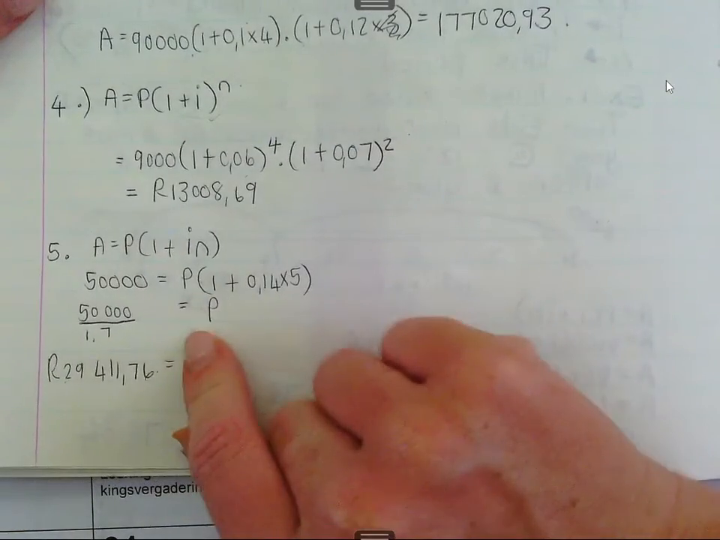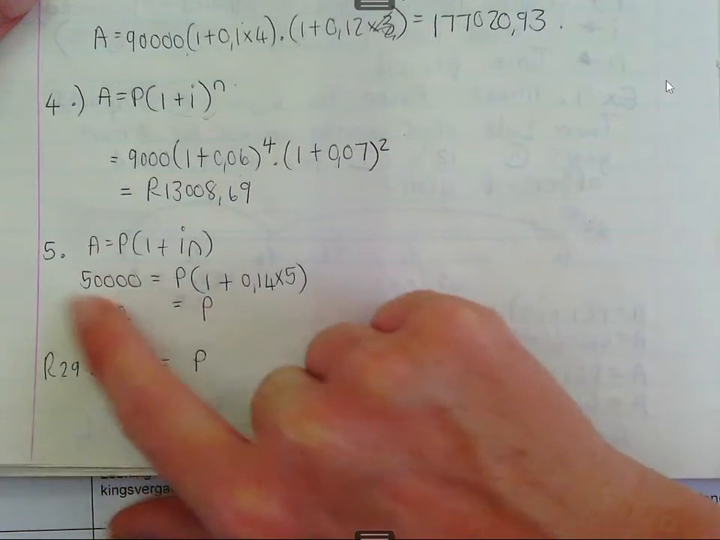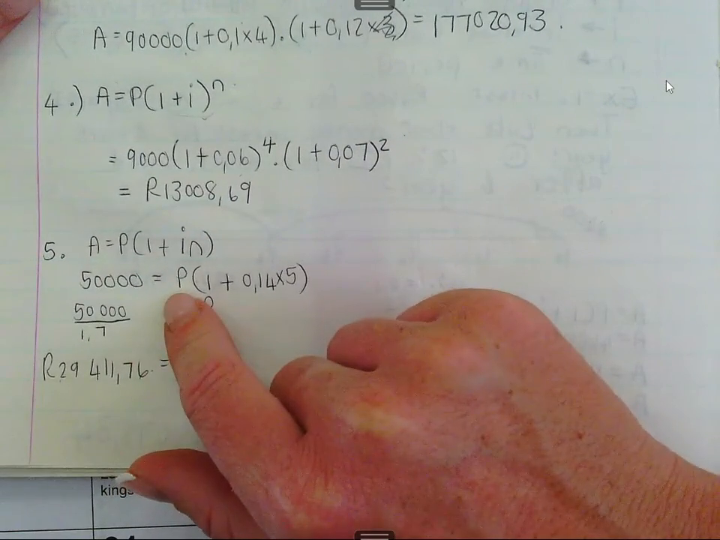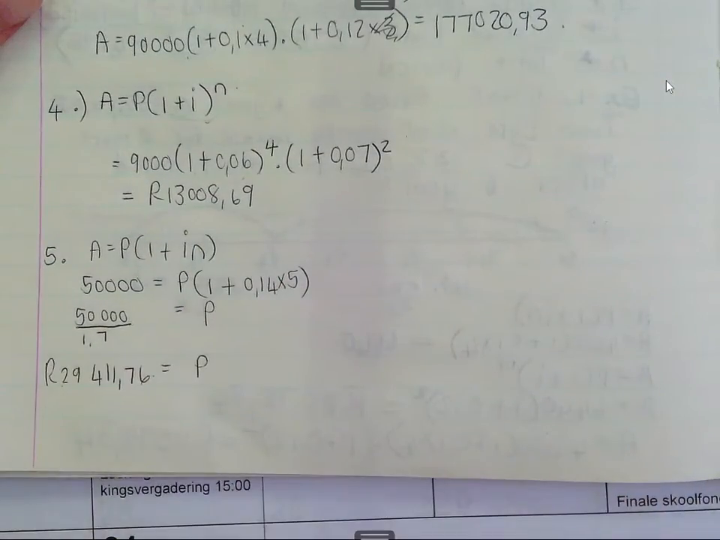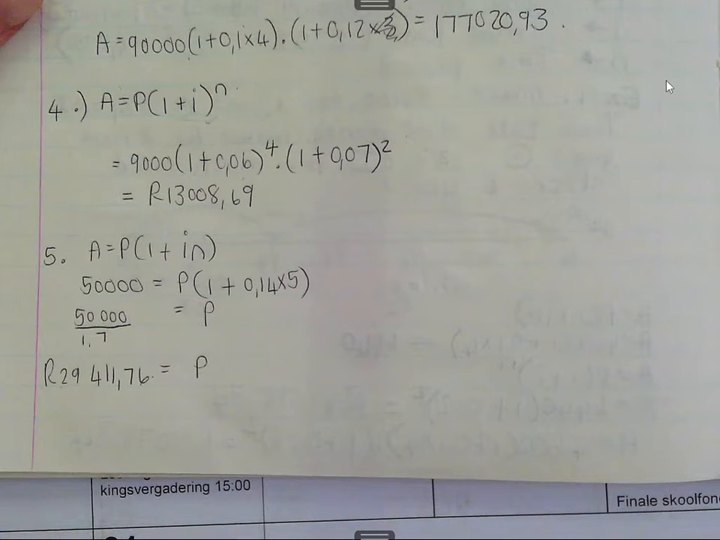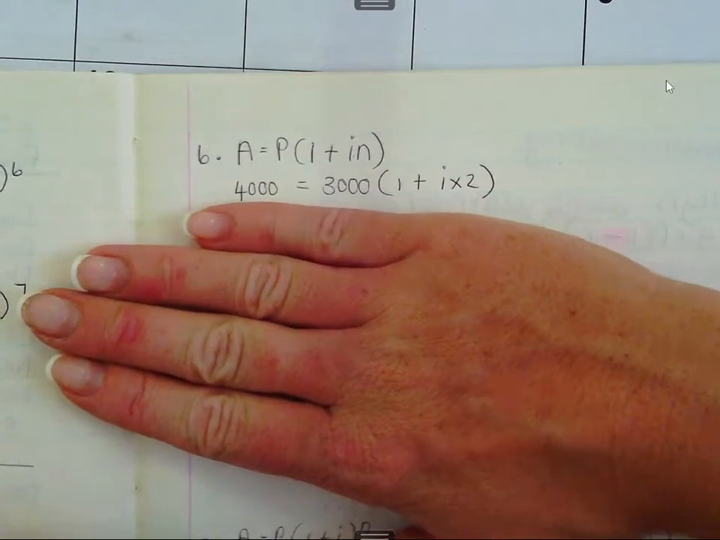Number 5, you had to calculate P. They gave you the final amount, you had to calculate the original amount. So I substituted and then I took that bracket over and I got 29,411.76. Got it? Okay.